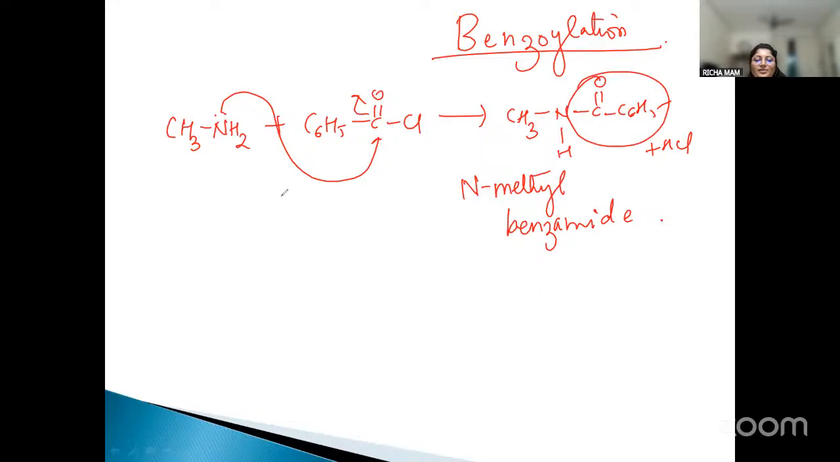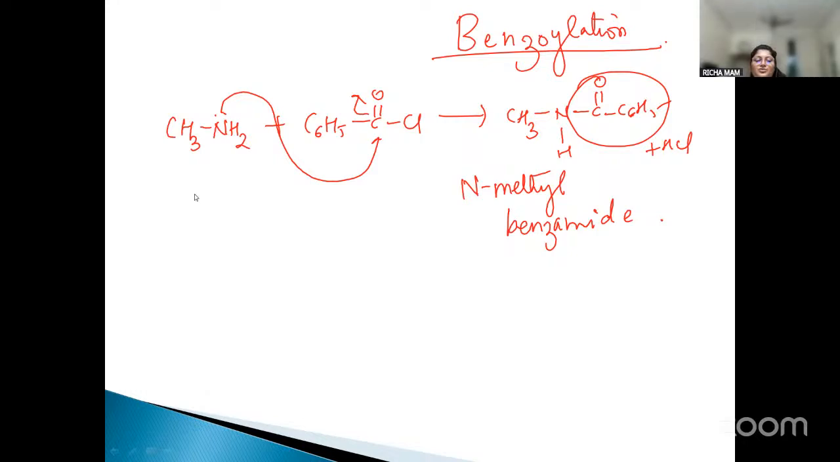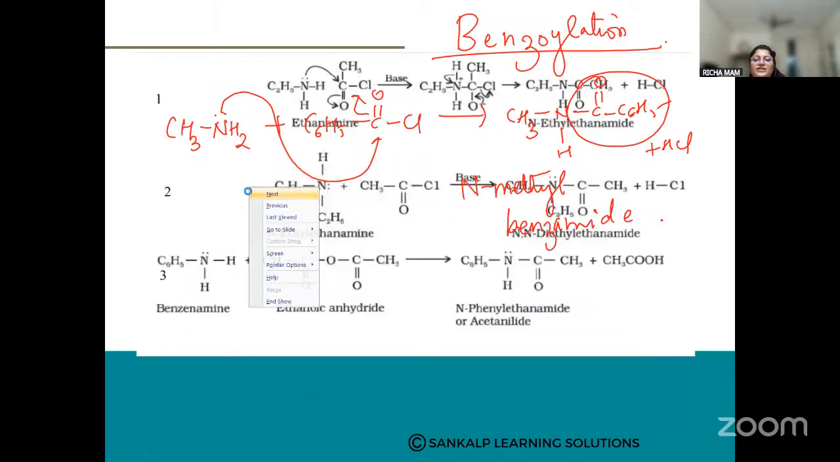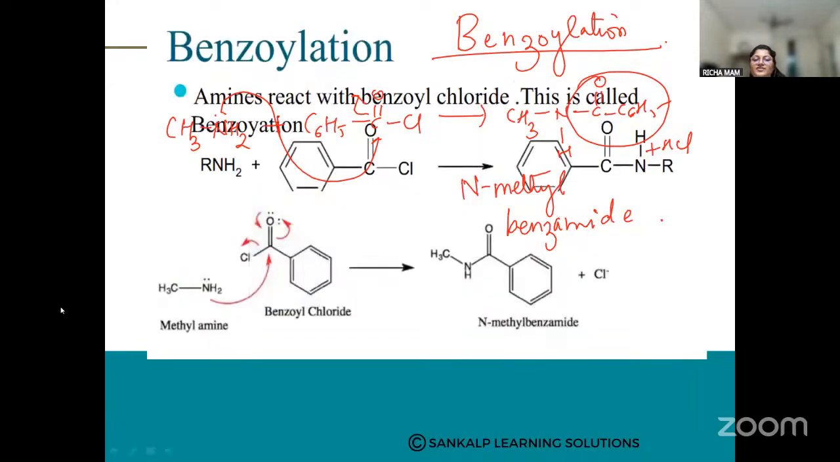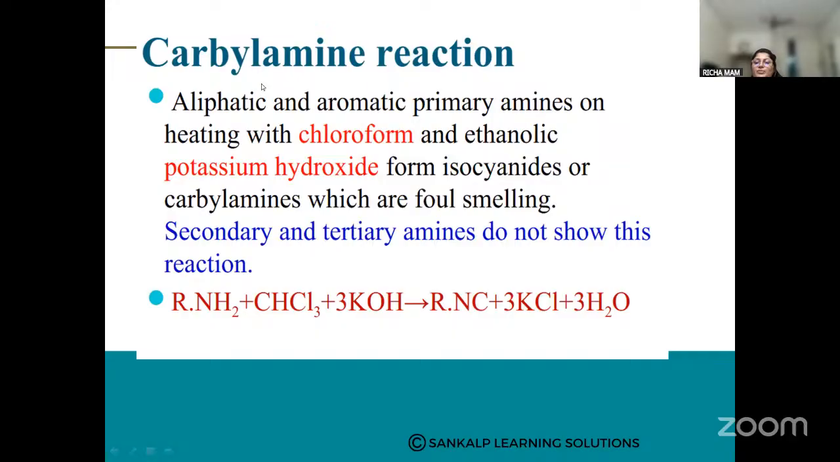Is it clear? Yes, is it clear? So alkylation, acylation, is it clear? Okay. So these are very important reactions. Next we are going to see, so this is what we have seen just now. Amines react with benzoyl chloride and this is called benzoylation. Next is the carbylamine reaction. Very, very important. Mark this important for 2 marks.